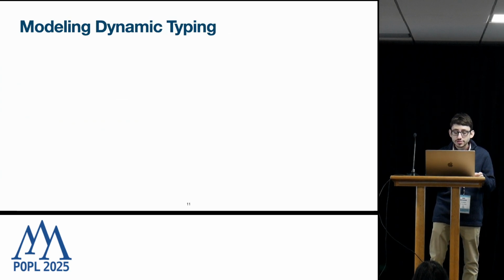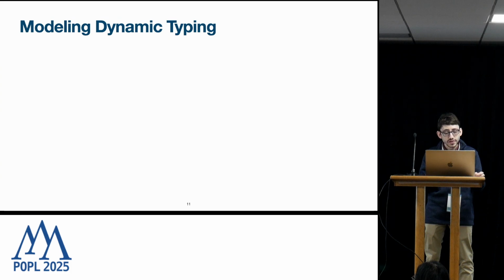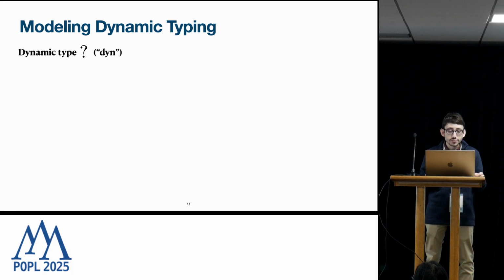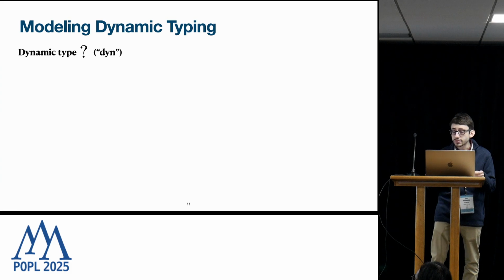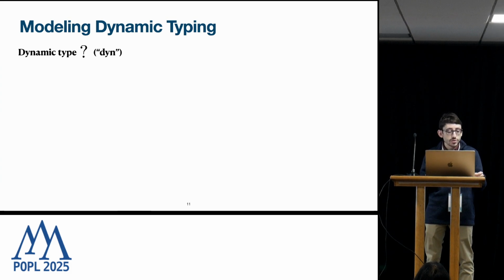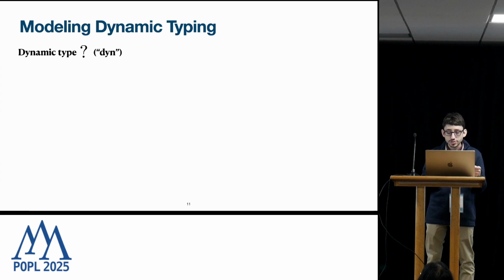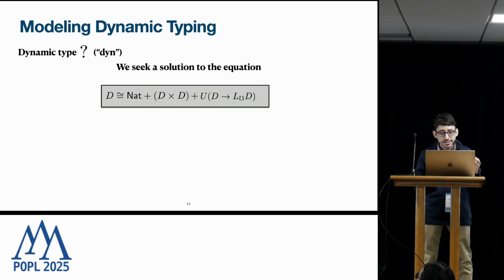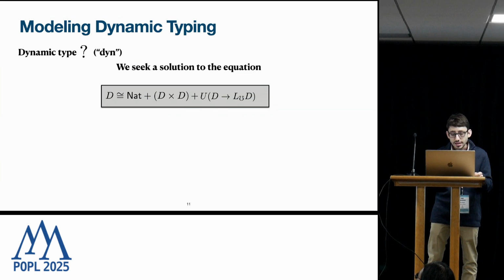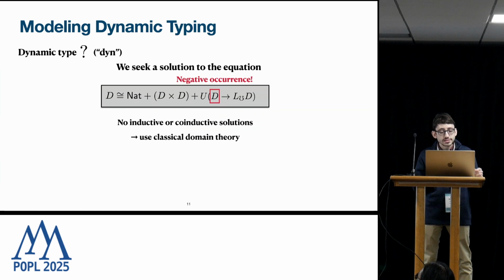Okay, so now let's talk about how we can model dynamic typing. Formally, gradually typed languages have this special type called dyn, written as a question mark, and it represents a statically unknown type. So the language we're modeling, recall, has natural numbers, products, and functions. And so to model dynamic typing, we seek this object D satisfying the equation shown on the slide. Now, we note that D occurs on the left of the arrow in the function case, which means that this equation does not actually have inductive or coinductive solutions.